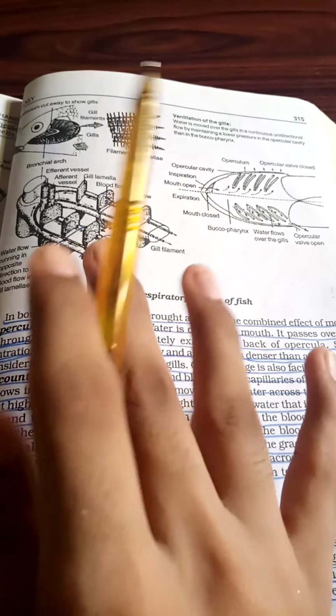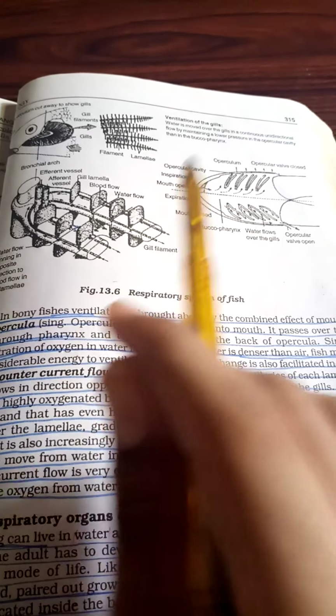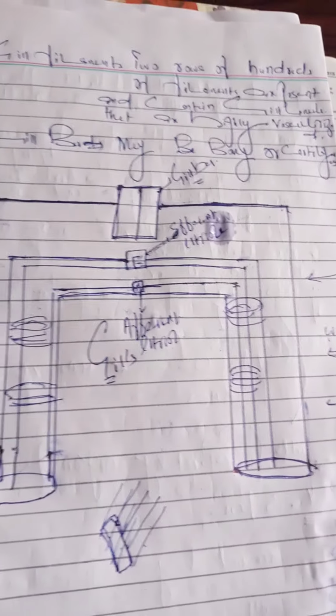And this is a complicated structure. I have made it simple like this. Okay, this is the simple form of this gill. I have written here a single gill.